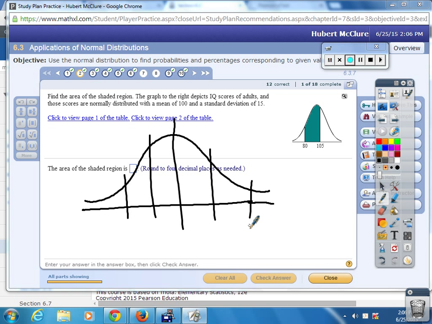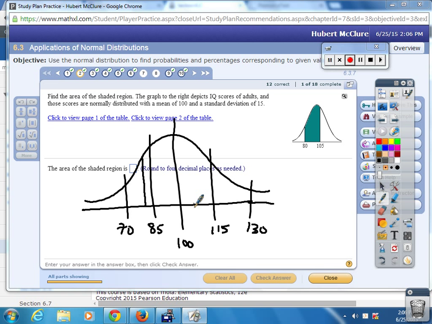And 100, and 115, and 130, and 85, and 70. And they want the area between 80 and 105. So 80 will be somewhere right here.